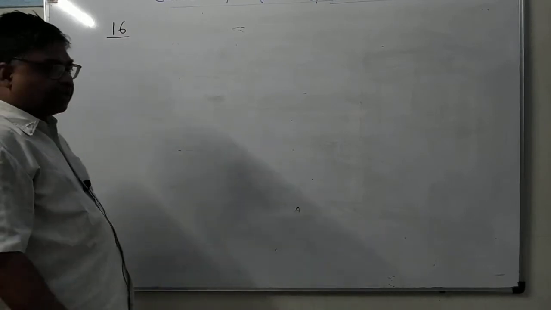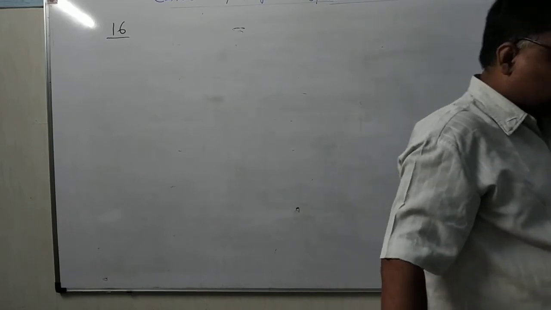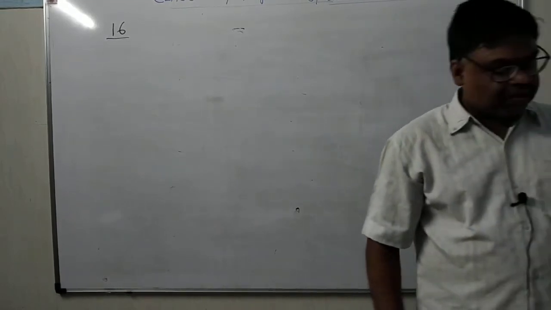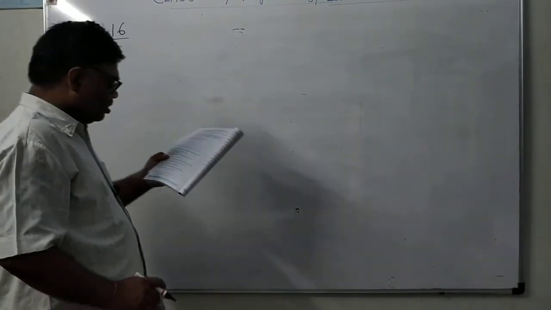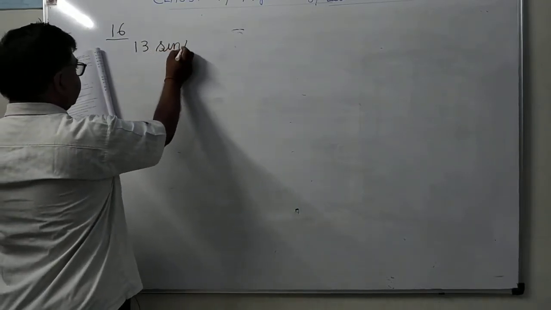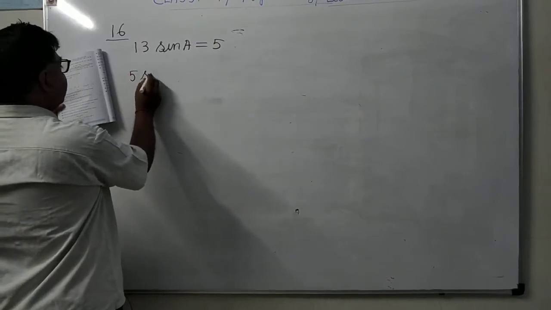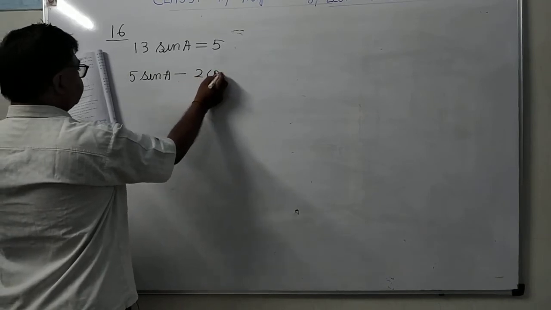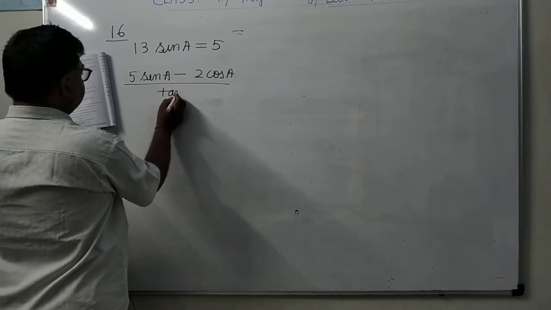Now the question number 9 to question number 19, how will you do by some different way? So that I will explain by taking question number 16. 13 sin A equals 5, and you have to determine (5 sin A minus 2 cos A) divided by tan A.